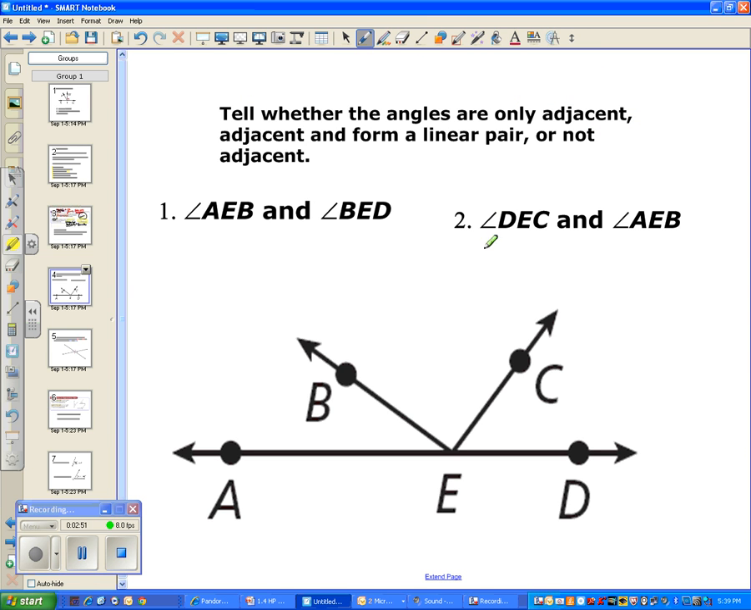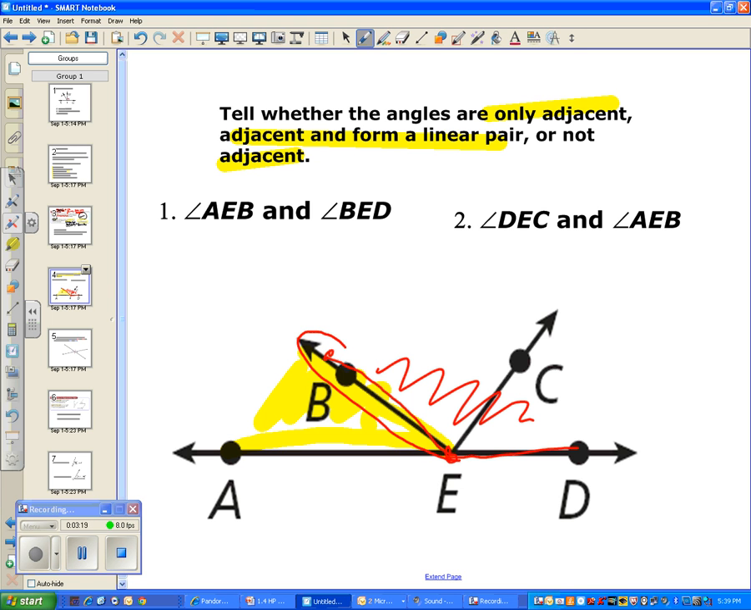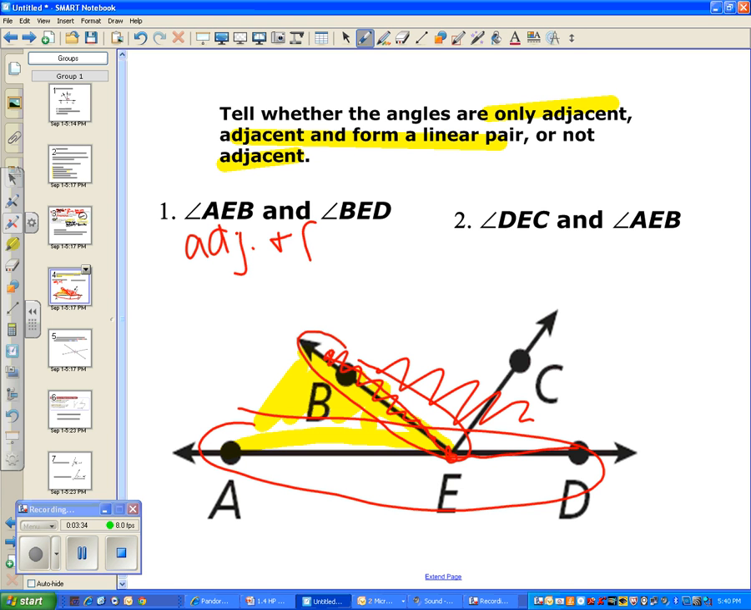So here's some problems that you're going to see in your textbook. It says, tell whether the angles are only adjacent, form a linear pair, or are not adjacent. So you have three different choices here. So I'm going to do this first one for you. So it says angle AEB. Here's A, here's E, here's B. That's this first angle. Sweet. And then the second angle is BED. So B to E to D. So here's this second angle. Well, if you notice, they share a ray. Sweet. So that means that for sure they're going to be adjacent. Well, and if you look at the other rays, so if you don't look at the one that they share, this is one that they share, if you look at the other ones, this one and this one, they do form a straight line. So this is adjacent and forms a linear pair.